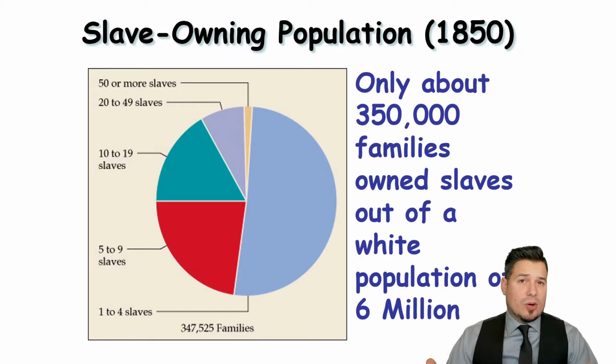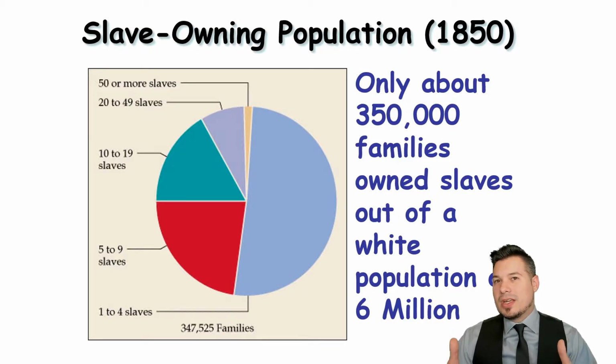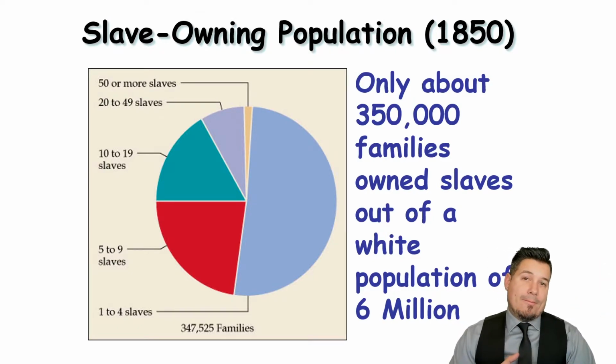Now, slavery, as we know, is absolutely horrible. Again, owning another human being is atrocious. But when you look at this, you see, okay, only 350,000 families own slaves. Why was there such a big war over slavery? Why didn't they just say, okay, we're going to get rid of slavery, there's not that many people that have it?